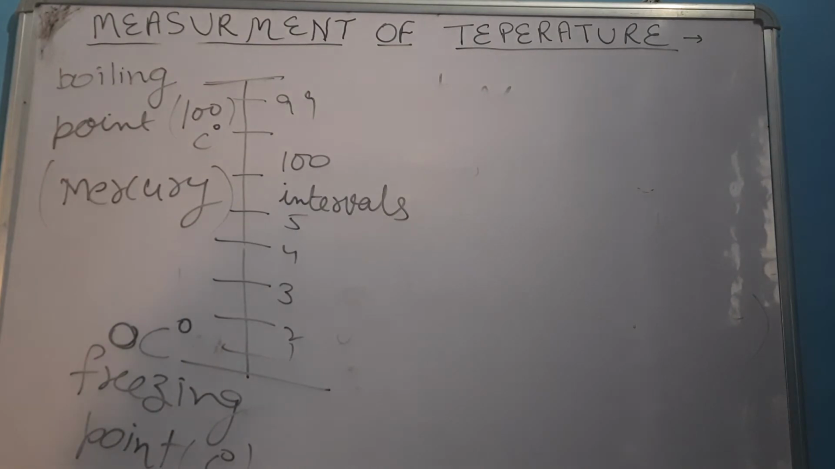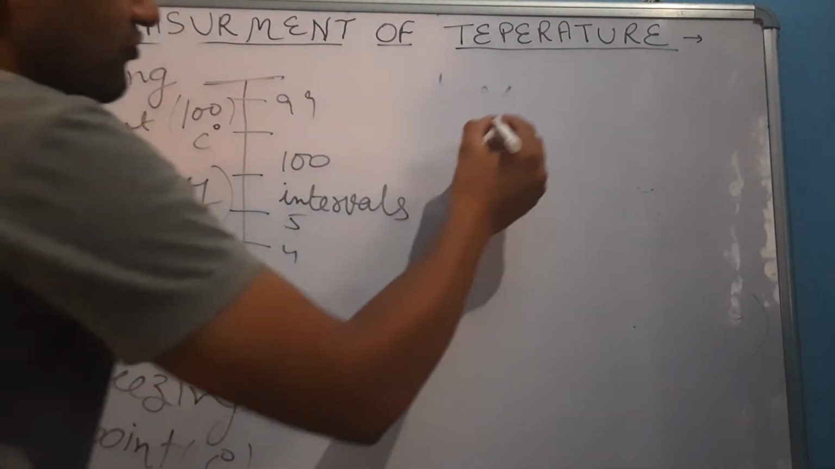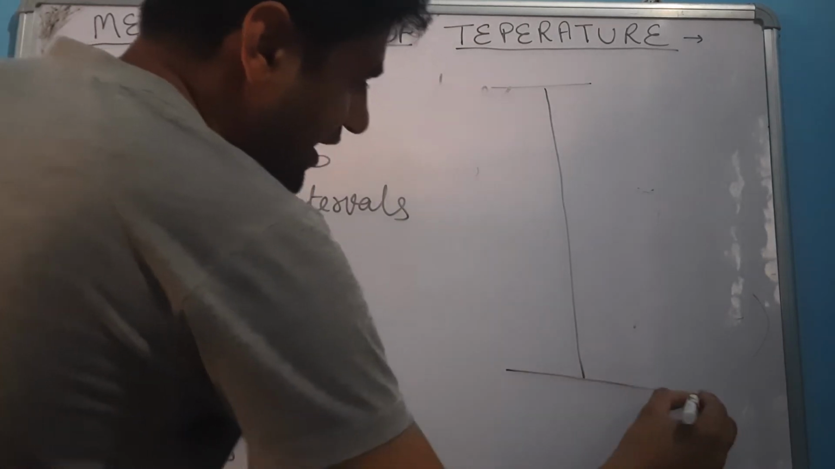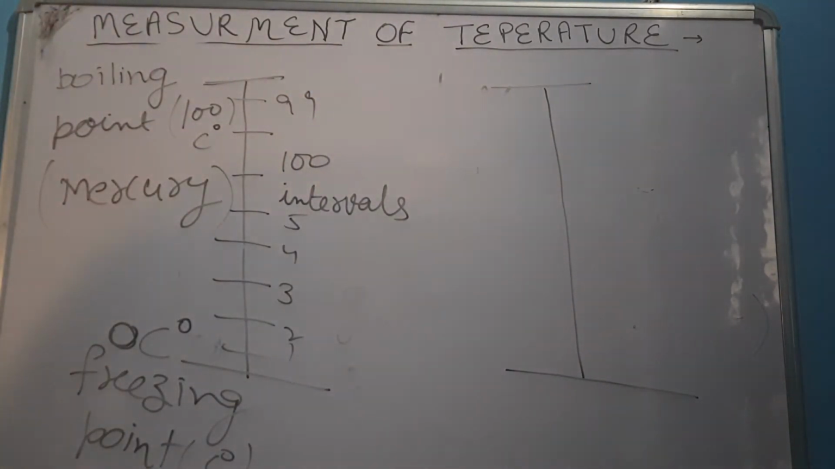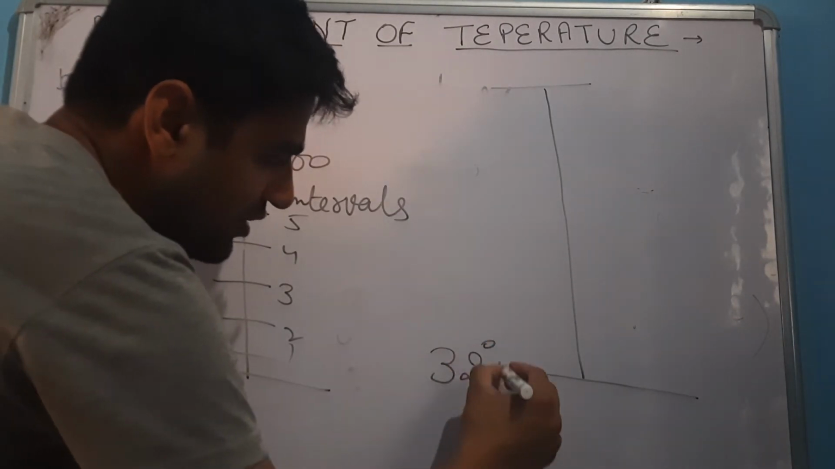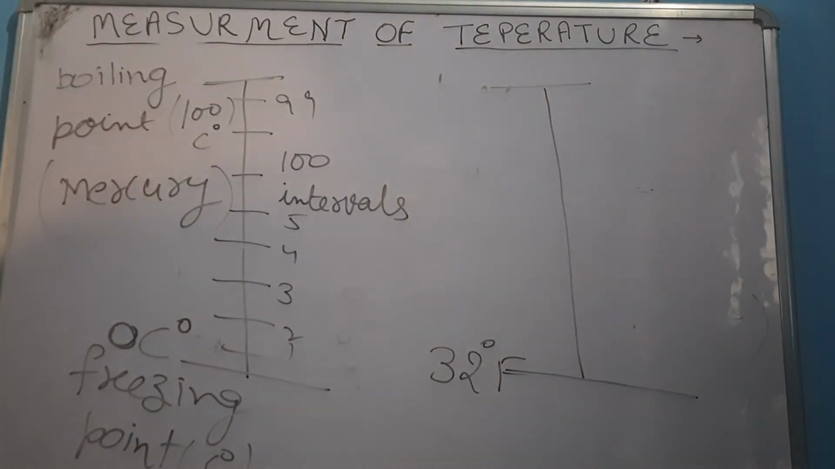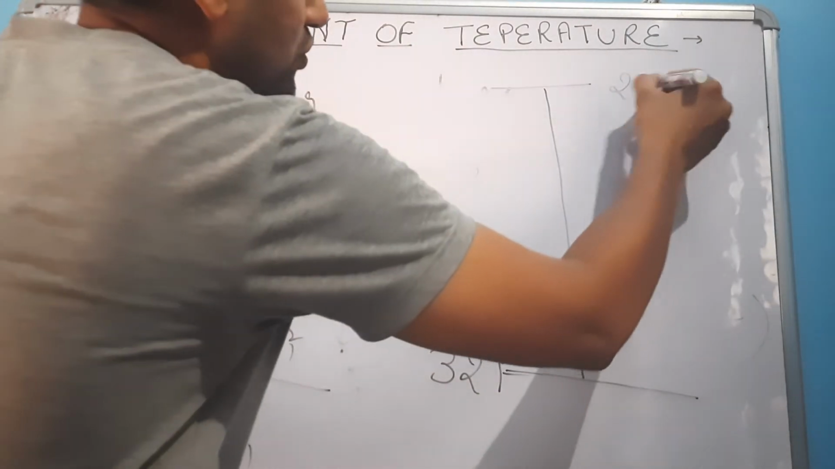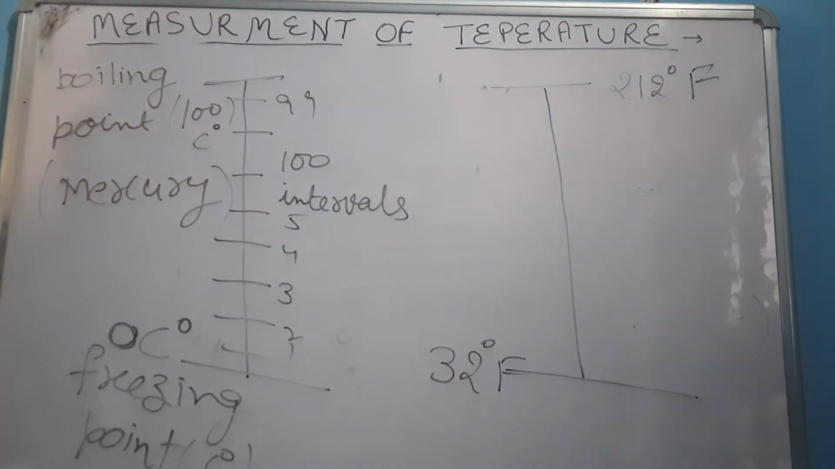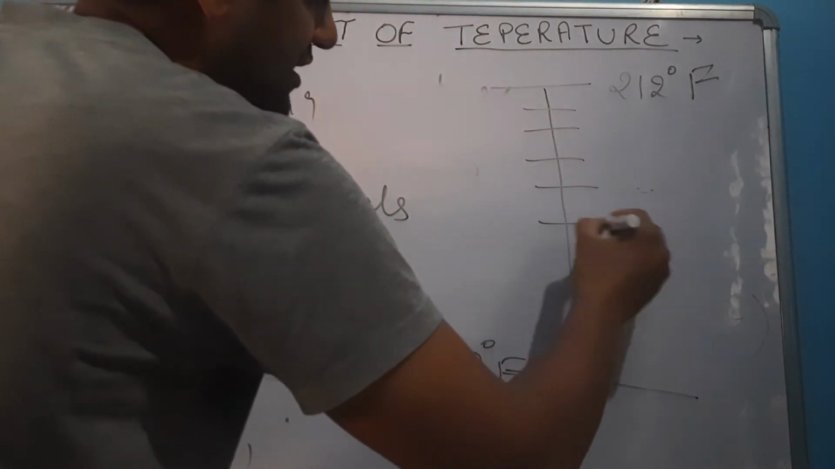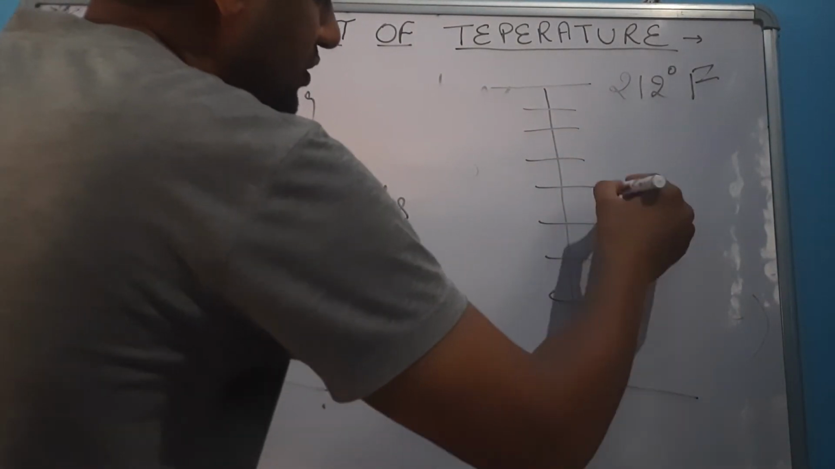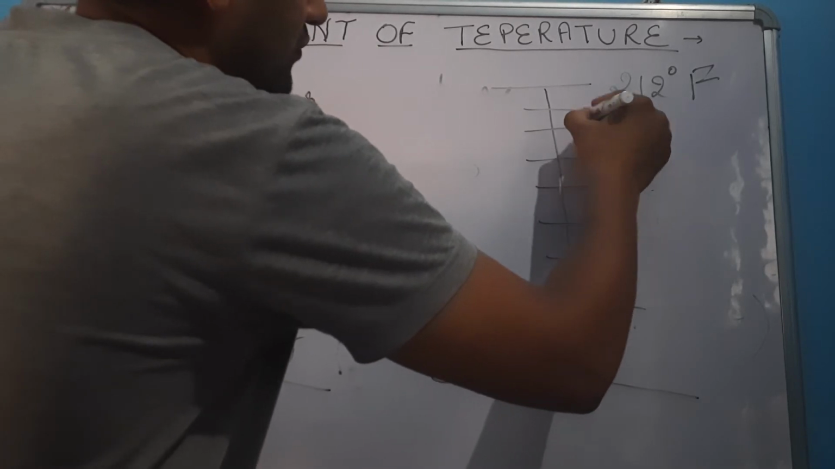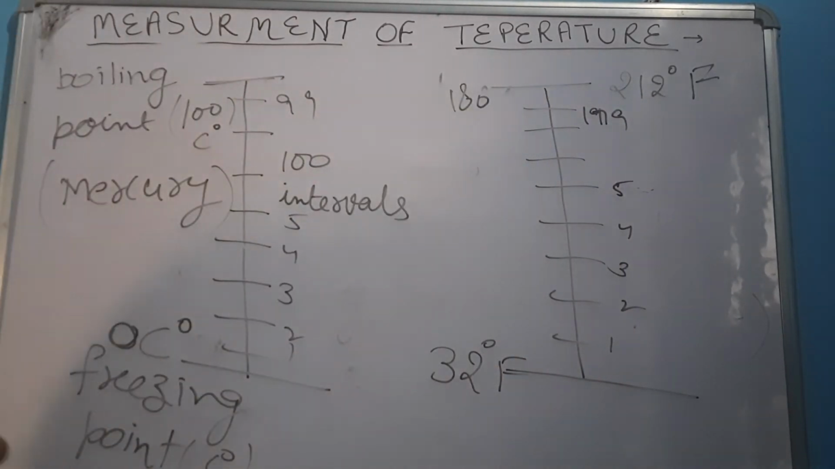And another measurement scale is Fahrenheit. In the Fahrenheit thermometer, we take alcohol as the liquid, and the starting point is 32 degrees Fahrenheit, meaning when we take the Fahrenheit thermometer to the ice, it will show 32 degrees Fahrenheit, and when it is taken to 100 degrees Celsius, or to the vapor, it shows 212 degrees Fahrenheit, and we divide it into 180 divisions, 1, 2, 3, 4, 5, up to 179 and 180.